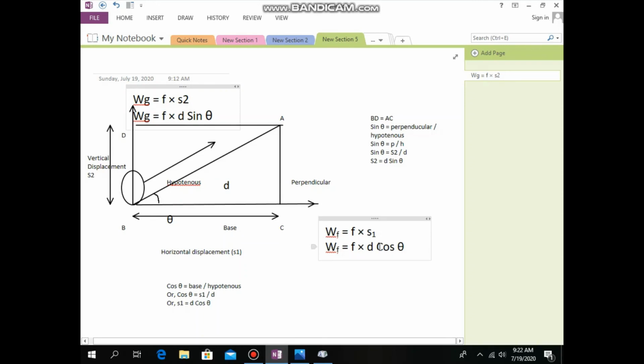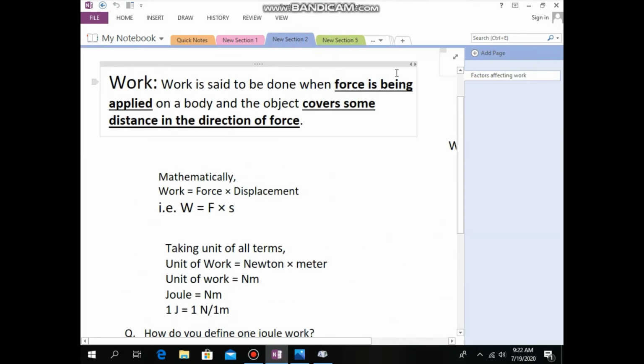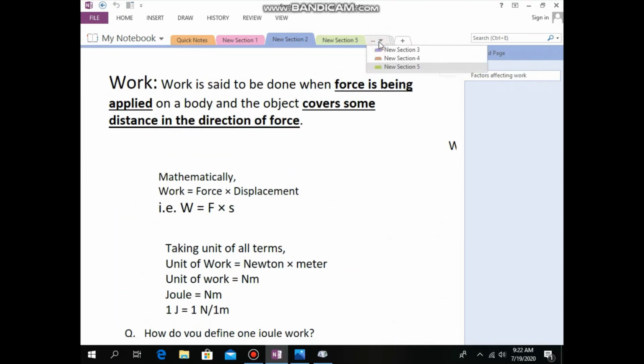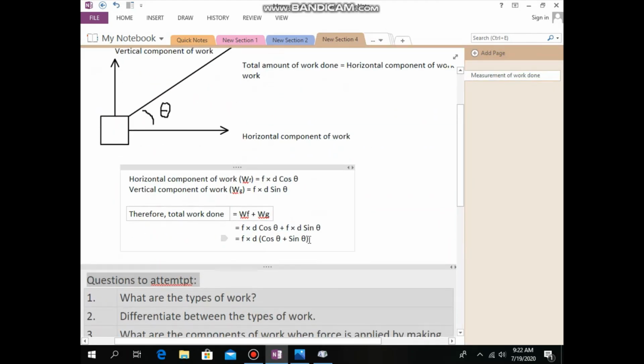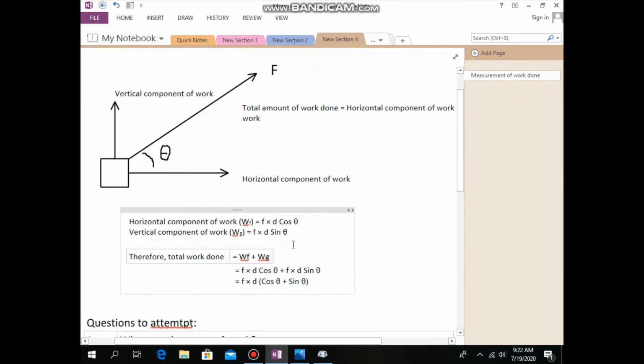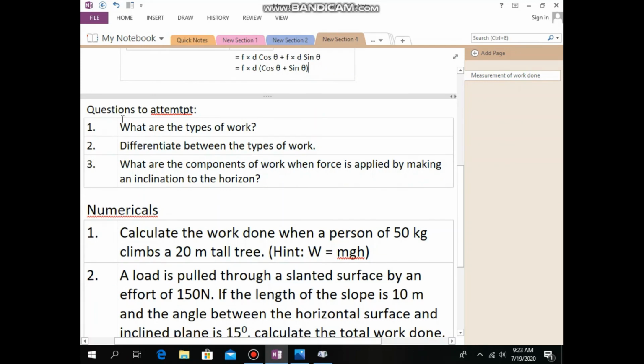Okay, now let's get back to our previous section, section 4. Here now you understand up to here. Yes, you just need this form. It is not very difficult, isn't it? Okay, F D cos theta, F D sin theta, not so much. Now you need to attempt some questions.